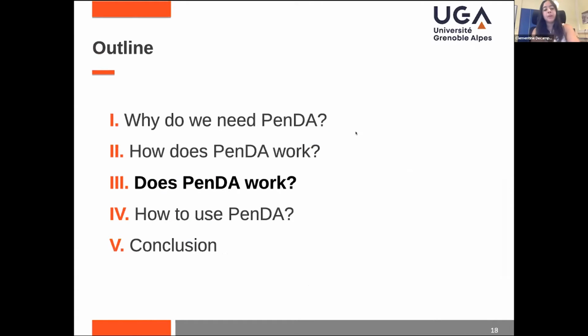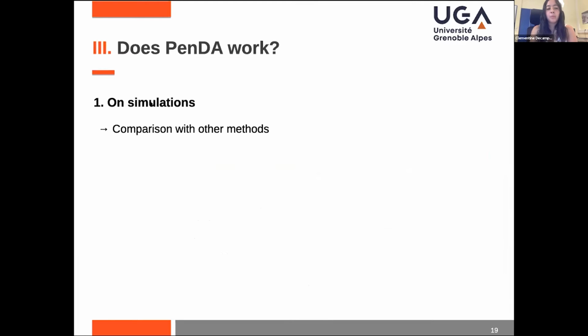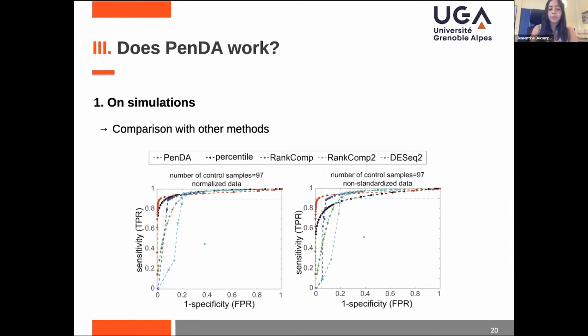So now I will present some results of Panda. First we use Panda on realistic simulations to compare Panda to other methods. Here you have two ROC curves with the false positive rate here and the true positive rate here. By changing the threshold of detection, we can make a ROC curve of all the methods.